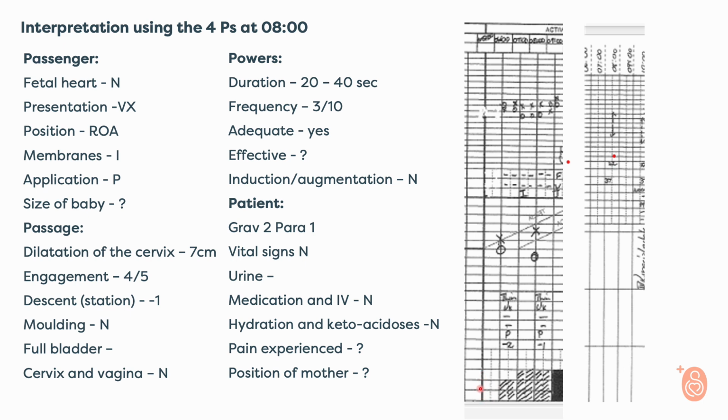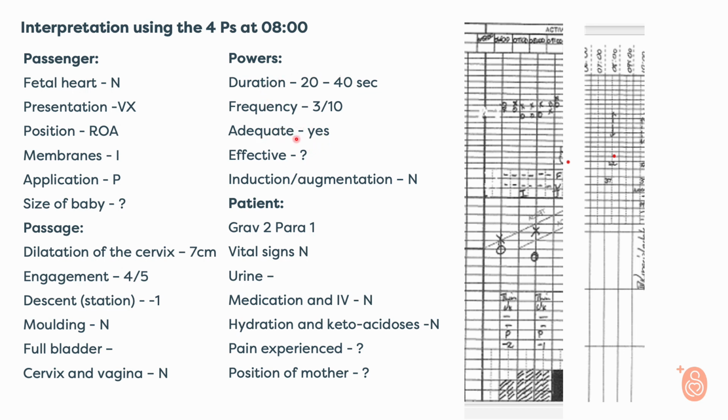There are more contractions now in 10 minutes, in the sense that at 6 o'clock there were only 2 and now there are 3 contractions in 10 minutes, but they're still only 20 to 40 seconds long. They might be adequate, but on the other hand, for a patient that's 7 centimeters dilated, we expect them to become a little bit more, like 4 in 10 minutes and above 40 seconds long.